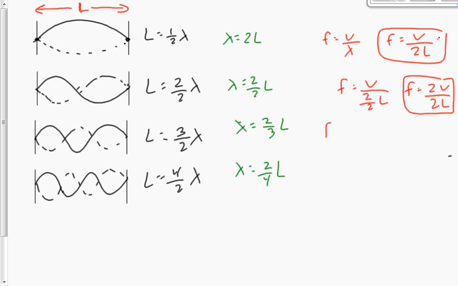Next one, we get V over 2/3 L. Now we can simplify that a little bit by saying 3V over 2L. You guys know the math there? Or does this seem kind of foreign to you right now? If I go V over 2/3 L, that's the same thing as saying V times 3 over 2 times L. When you divide by 2/3, it's the same thing as multiplying by 3/2. That's why V over 2/3 L is the same thing as saying 3V over 2L.